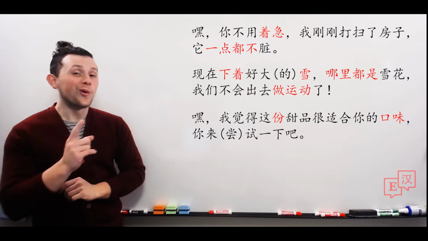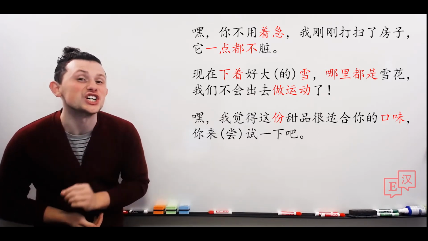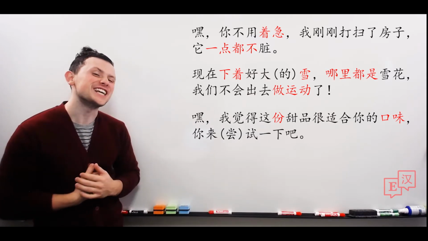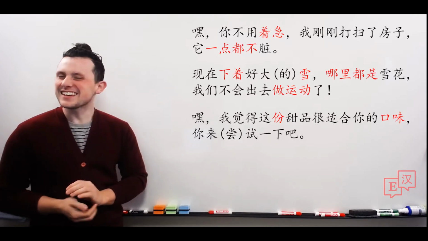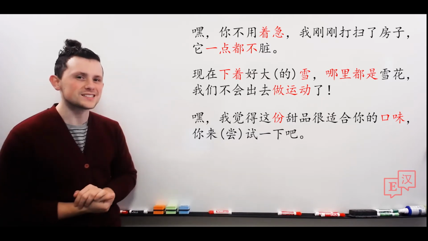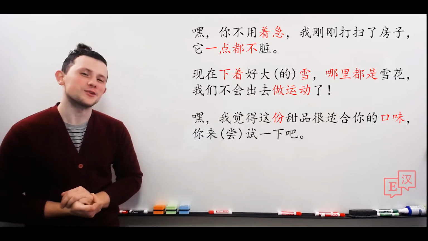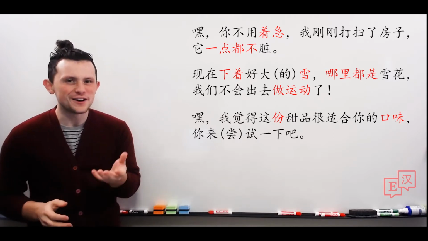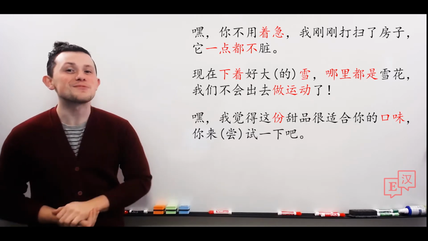嘿，我觉得这份甜品很适合你的口味，你来试一下吧。Hey, I think that this particular plate of sweets is really suitable to your tastes. You should come try a little bit. So right here, maybe we have some guy who's like a sweet salesman or a chocolate salesman, and you're walking by a store and he's trying to grab your attention.